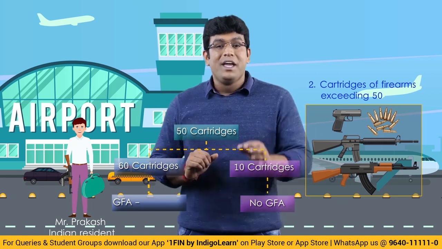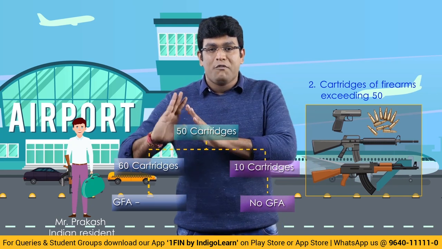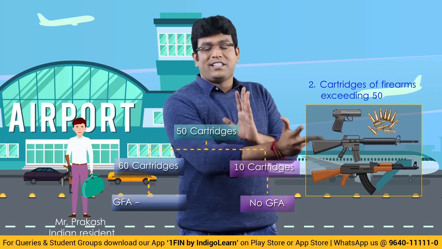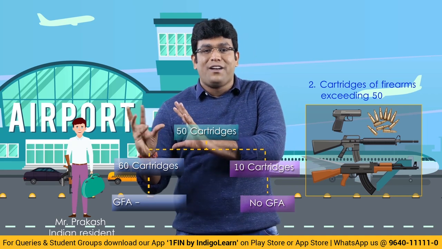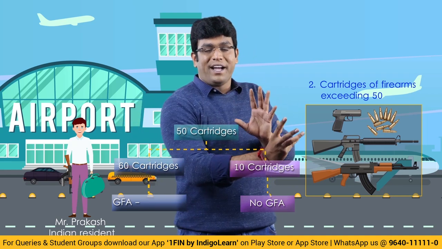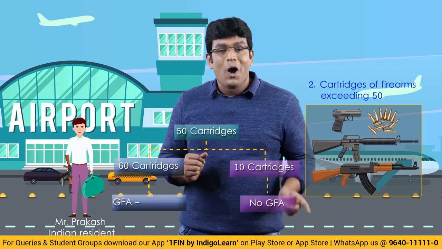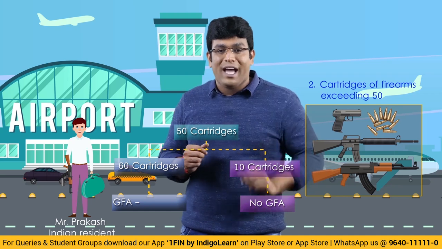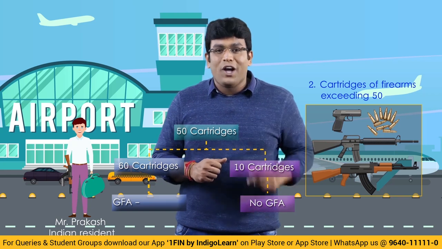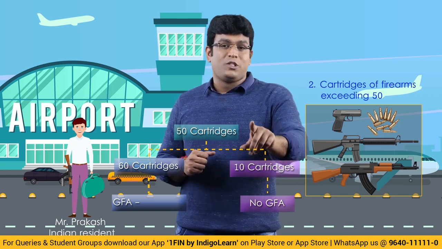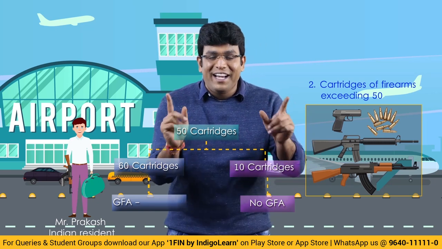Now, what does that mean? He brought 60 cartridges. I will bifurcate the 60 cartridges into 50 cartridges one side, 10 cartridges the other side. Because for these 50 cartridges, I can take the general free allowance. But on the other side, the 10 cartridges are basically an Annexure 1 item on which I cannot take general free allowance. That means I should pay duty on that. What rate you will pay, we will talk separately. Don't worry. But I should pay duty on that. Clear, right? Come on now.